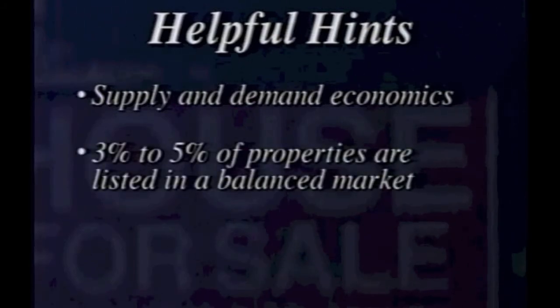Generally, the number of listings in a stable neighborhood account for about 3 to 5% of all the properties in that neighborhood. This percentage might be higher in new subdivisions with new construction available for sale. This percentage may be lower in rural areas or areas with limited market demand.